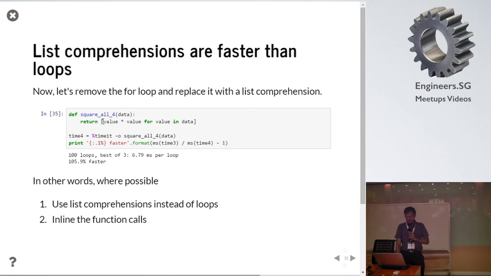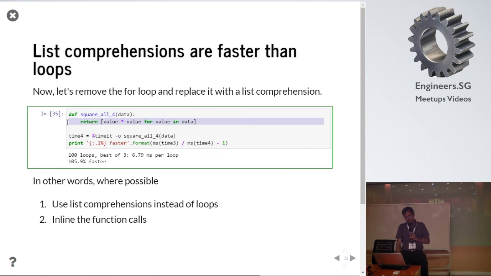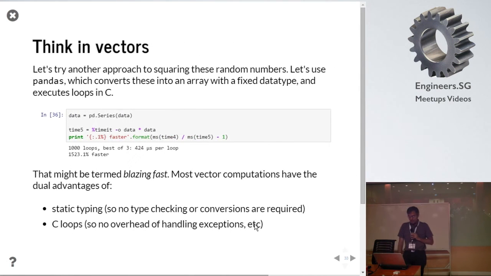What if we replace the entire function with a list comprehension? So that function simply becomes value times value for value in data, right, which is all it really did. That makes it 100% faster, twice as fast again. Inlining, function calls are slow. Loops are slow. Function calls can be replaced by inlining, and loops can be replaced by list comprehensions. Both of them make a substantial difference to the speed.